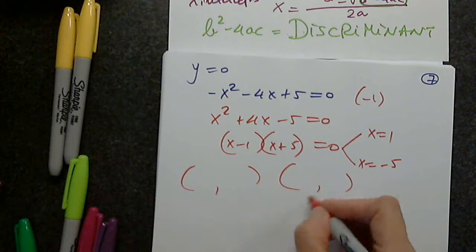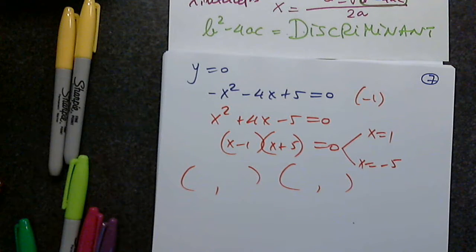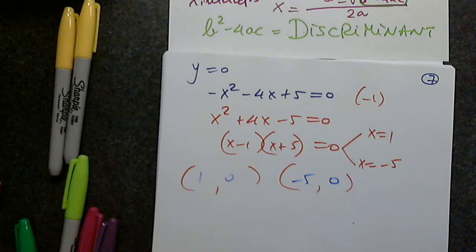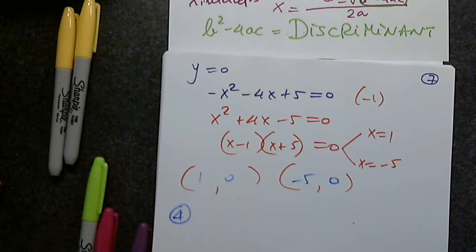I would like to write the ordered pairs. Now, if we make the mistake and write 1 comma negative 5, that's a terrible mistake. So what are the x-intercepts that we just determined? 1, 0, and -5, 0. Perfect. What do you think number 4 is? Of course. Thank you.